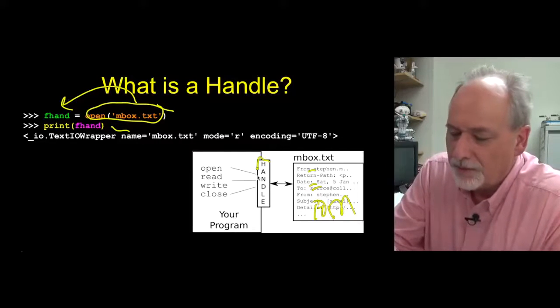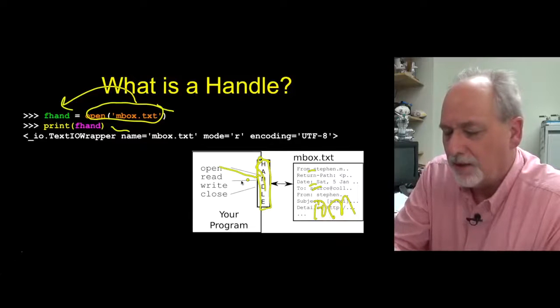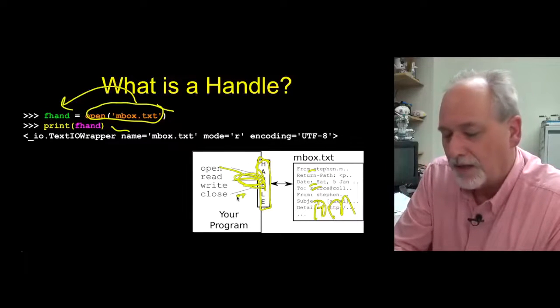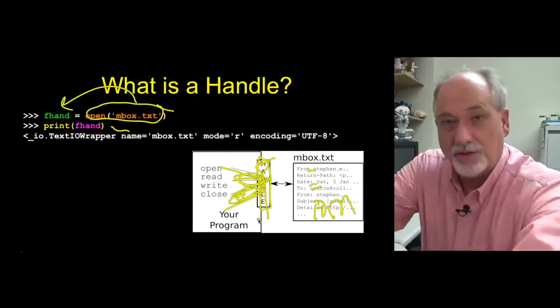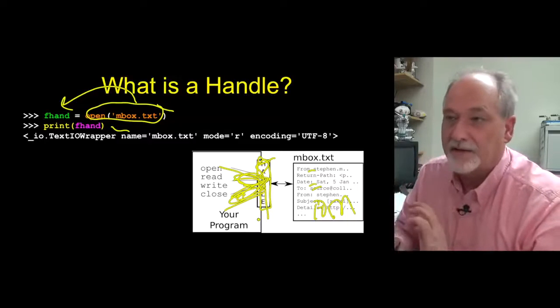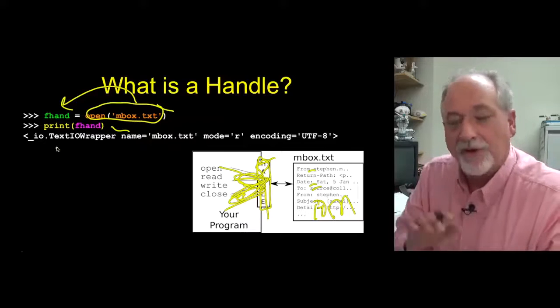The handle's like a little opening outside of your program, and you can talk to the file by opening it, then you can read stuff, if you're writing the file, you can write stuff, and then you close the file to shut the handle down. But the handle is a thing that allows you to get to the file. It is not the file itself, and it's not the data in the file. It's just a wrapper that allows you to get to it.